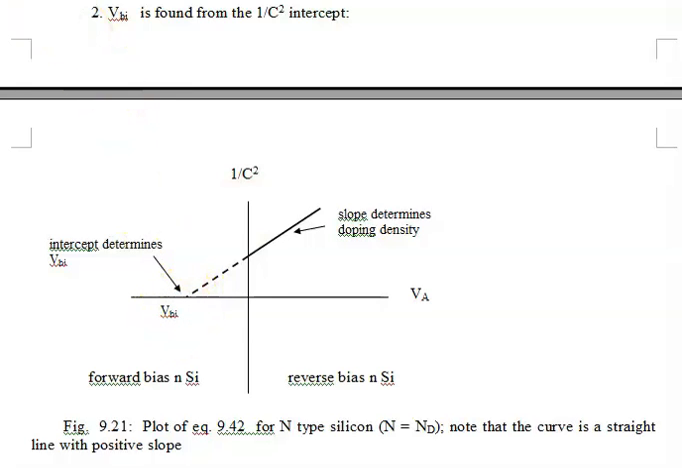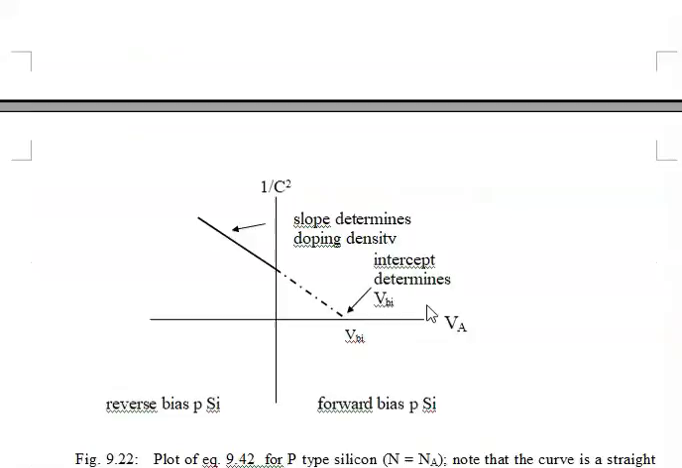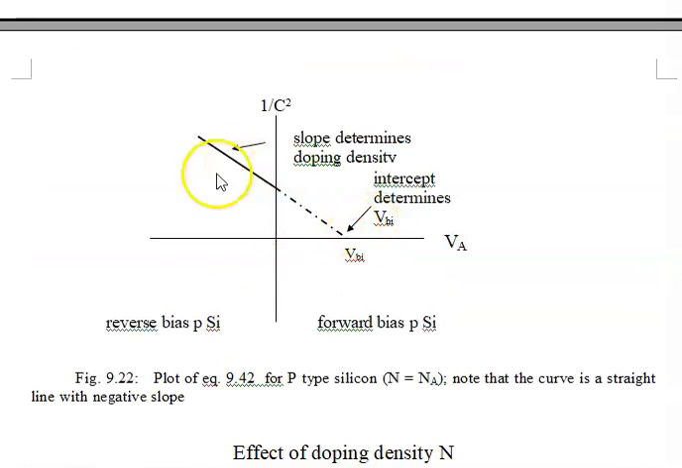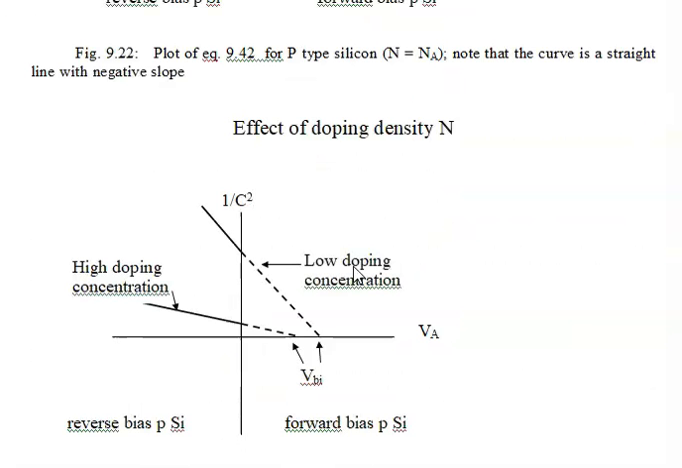Okay, so all of that is for N-type, and if we go to P-type, using the basic principle, everything we say for N-type just flips on its edge for P-type. So if N-type looks like this, we can expect the slope would be negative and the intercept would be positive, and that's exactly what we find here. The slope still determines the doping density, and the intercept still determines the amount of band bending, but everything is flipped for P-type.